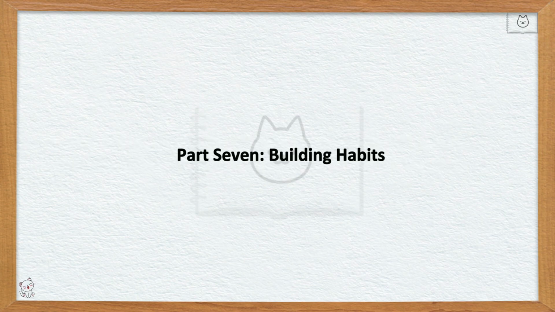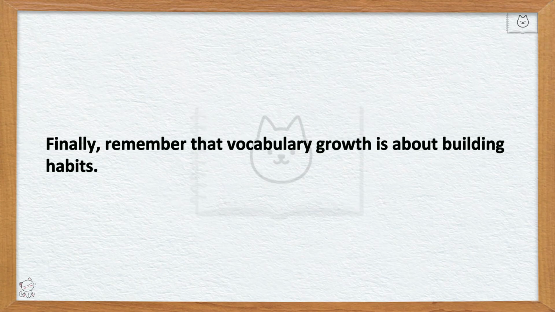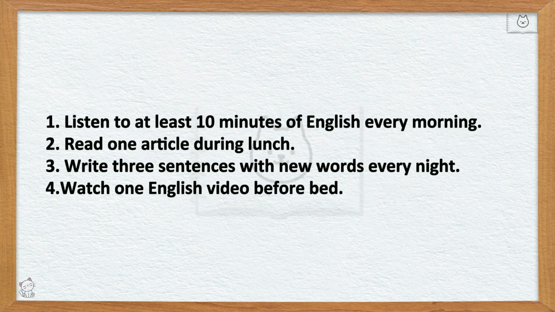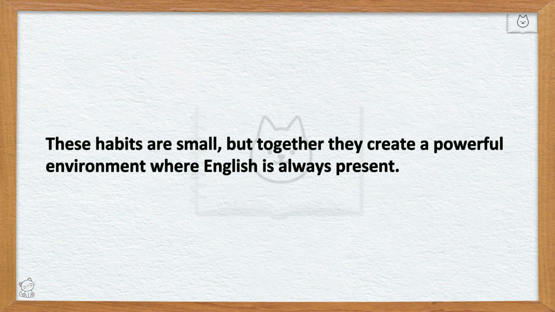Part 7. Building habits. Finally, remember that vocabulary growth is about building habits. 1. Listen to at least 10 minutes of English every morning. 2. Read one article during lunch. 3. Write 3 sentences with new words every night. 4. Watch one English video before bed. These habits are small, but together they create a powerful environment where English is always present.